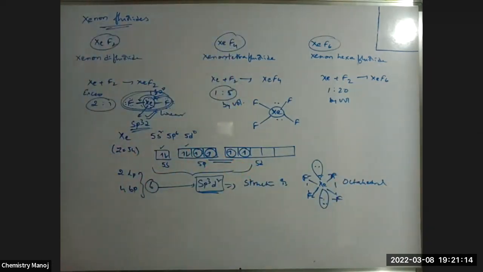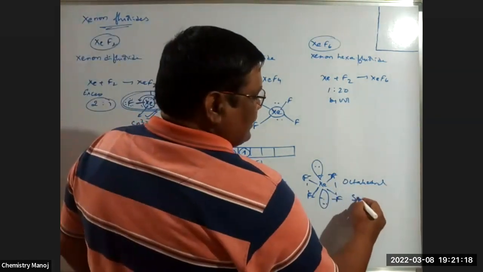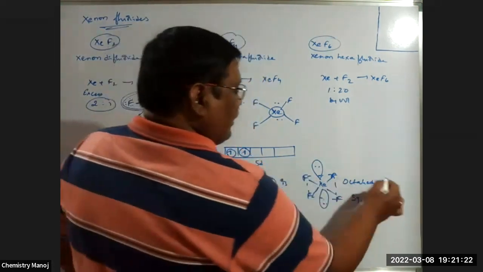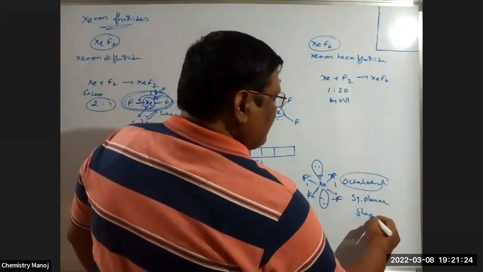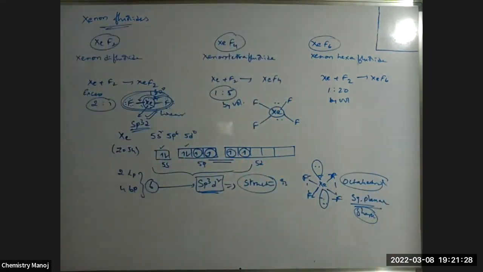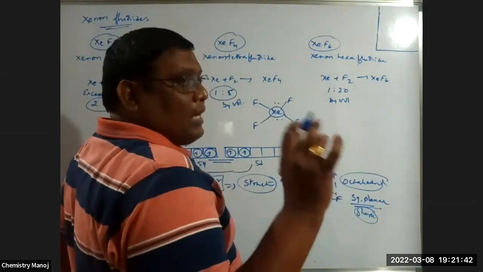Now the shape is square planar. It is not octahedral. So the structure is octahedral, but the shape is square planar. What is the shape of XeF4? Square planar. What is the structure of XeF4? Octahedral.